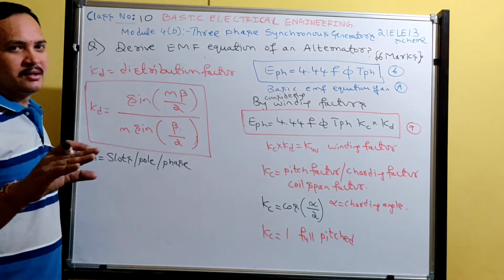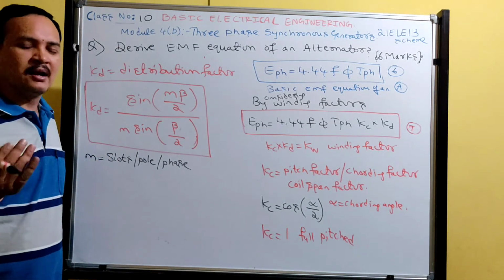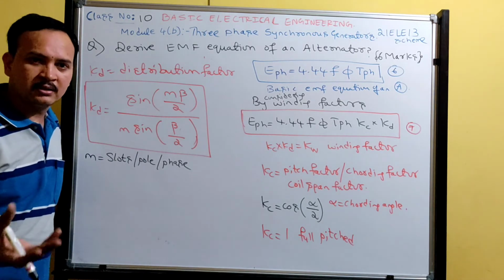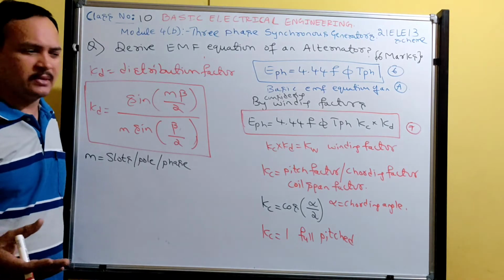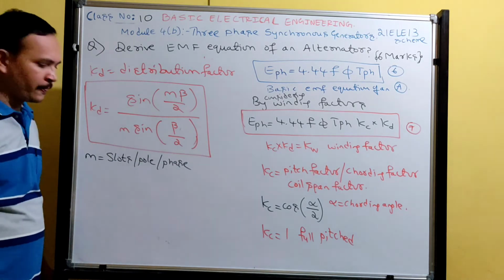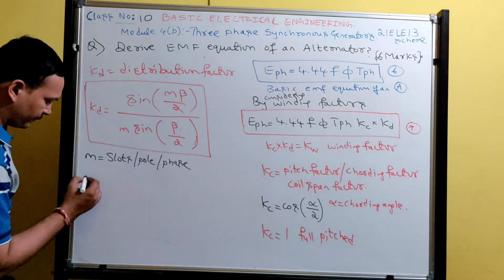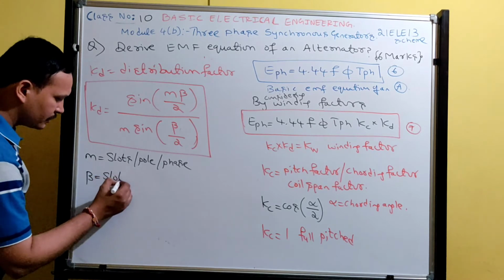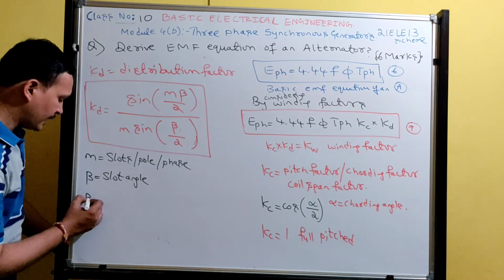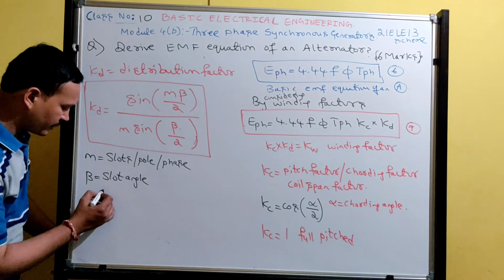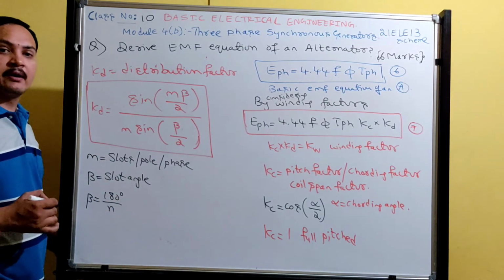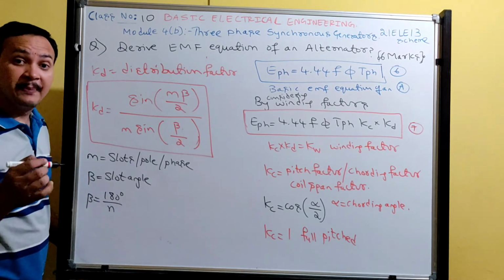However, in a problem they can give data as they like. Under such condition, you may get a value of m like 1.5, 2.5, 3.5, 3.49, 5.6. No need to worry, the calculator is there. That is the meaning of m. Next, beta. Beta is nothing but slot angle. There is another small formula for beta, that is 180 degree divided by n. From this you can calculate beta value.